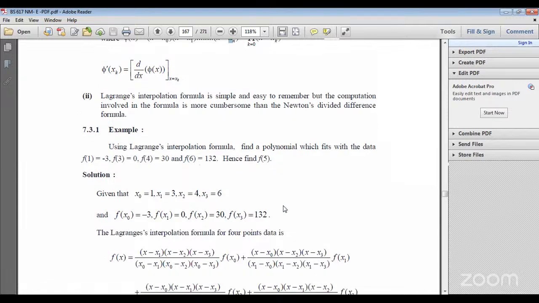Using Lagrange interpolation formula, find a polynomial which fits the data: f1 is equal to minus 3, f3 is equal to 0, f4 is equal to 30, f6 is equal to 130.